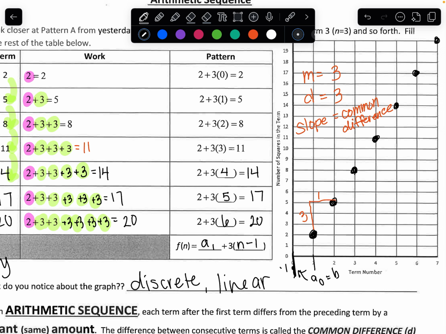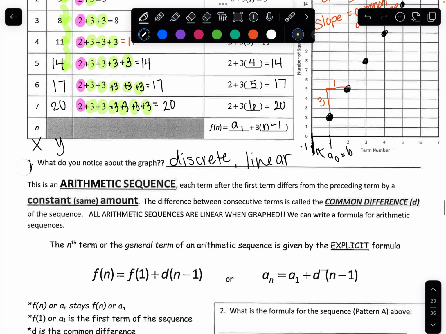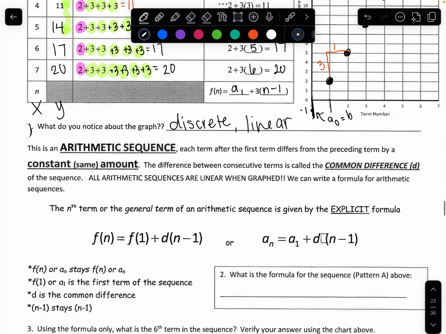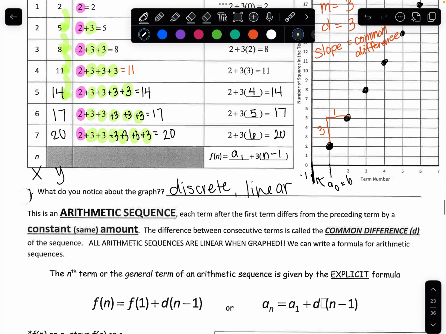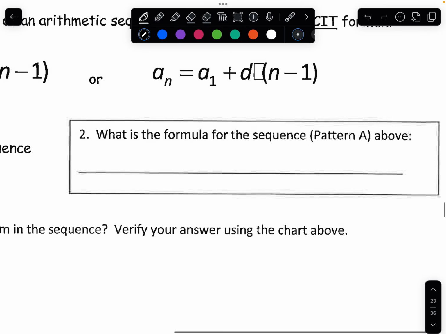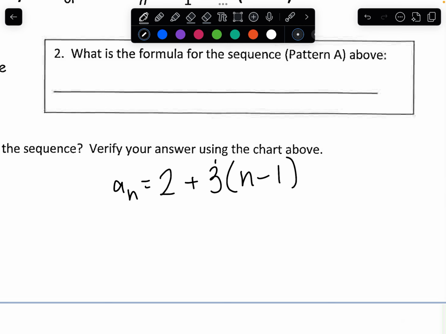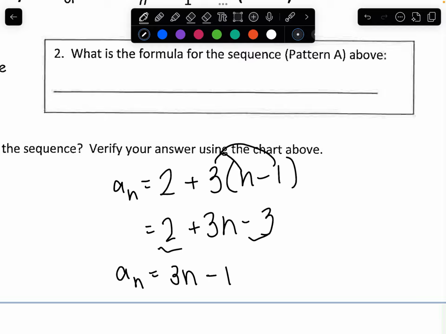But we're never given our 0 term. We have to do some extra work. So let me show you how that shows up. Let's actually write the explicit formula for this term. I'll do it right here. 2 plus 3 times n minus 1, that's our explicit formula. We're going to distribute that 3 in, and then combine like terms to get a sub n equals 3n minus 1.